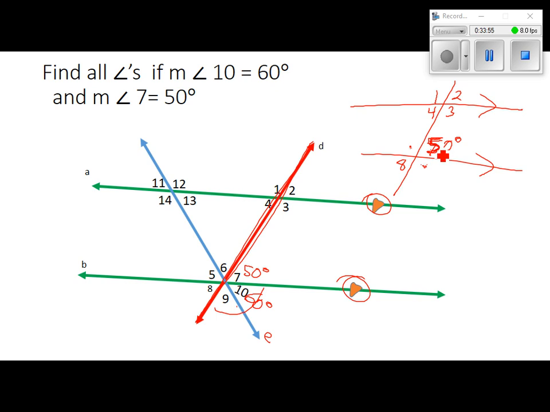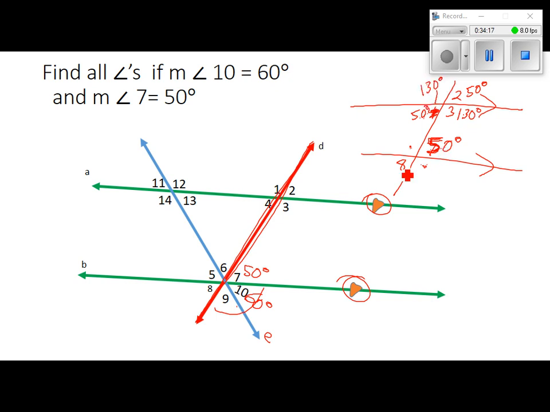So this angle and angle 2 are corresponding angles, so angle 2 has to be 50. Angle 4 and this angle are alternate interior, so it has to be 50. Angle 3 and this angle have to add up to 180, so it's 130. Angle 1 then is 130.